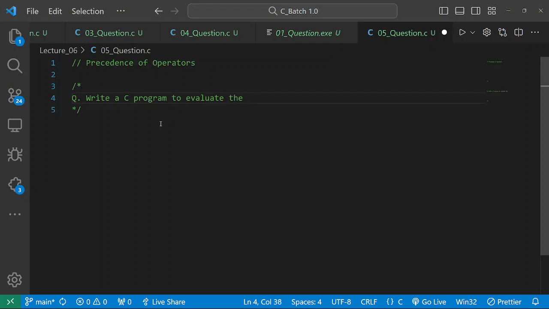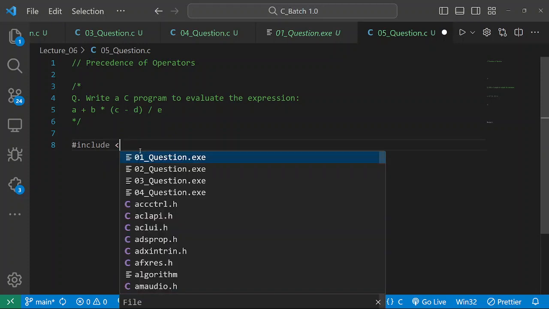Write a C program to evaluate the expression, and the expression is in front of you: A + B * C - D / E. Basically this is the expression given. On the basis of this expression you need to print a result. This should be the result format. Consider this as an expression. So let me write the code for this.